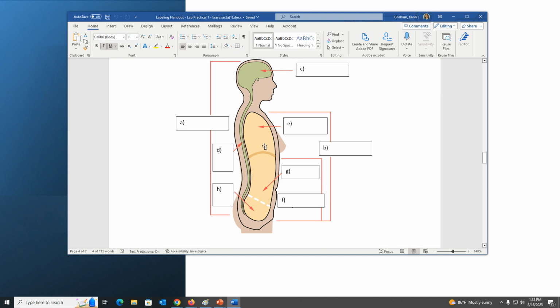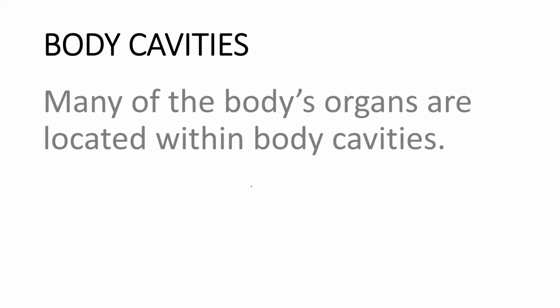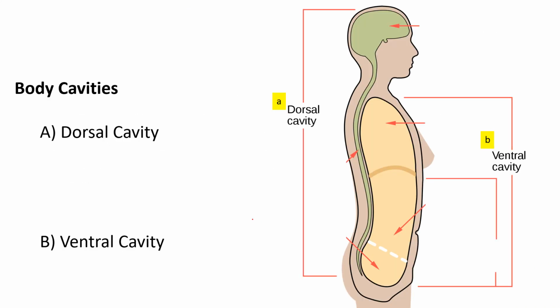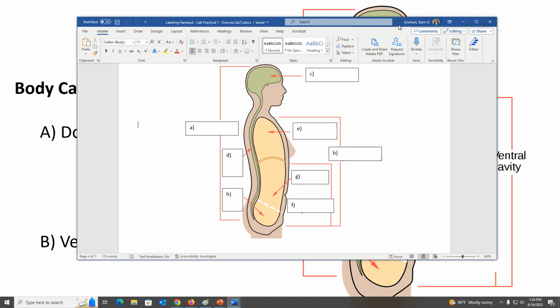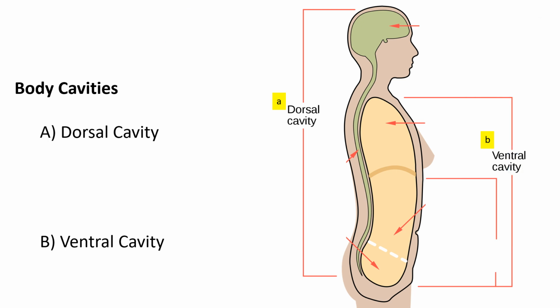So you've got this handout right here. We're at the bottom of page 4. In this section, we're going to be taking a look at the body cavities and the organs that are located within them. Do you see this image here? The image that you have on your handout is going to be the image, or something very, very similar, that you're going to see on the test.